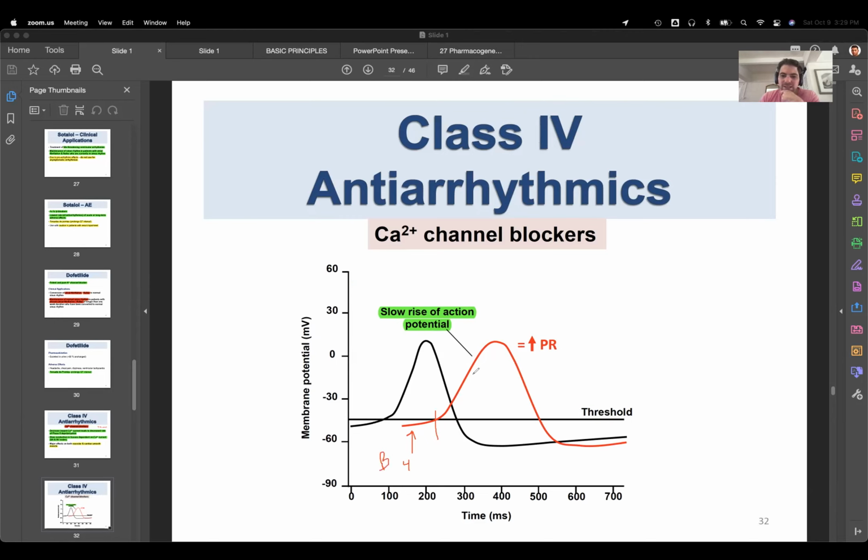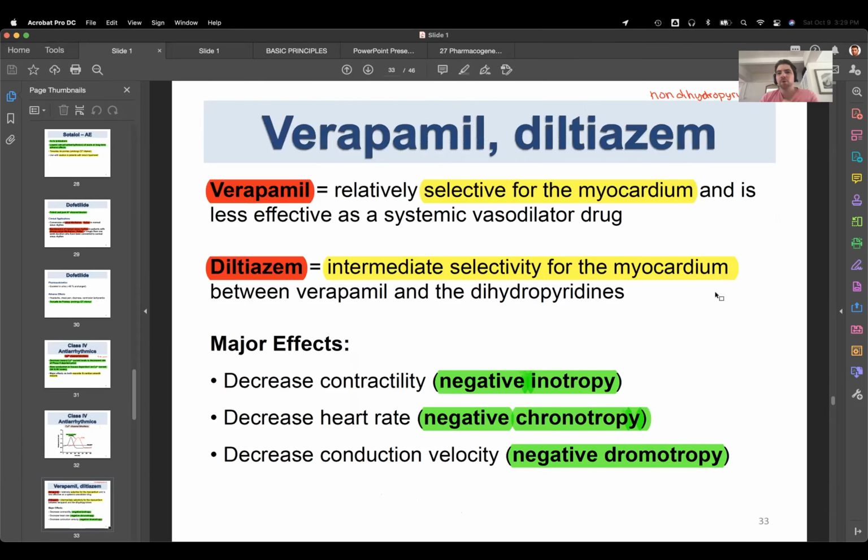And now we're looking at this. This is called phase 0. This is the calcium phase. So if they slow this rise, these class 4s, then it'll help to increase your PR interval, so it can help to prevent tachycardia or arrhythmias. Okay, remember, we're using those non-dihydropyridines because they work on the heart as well as the vessels.